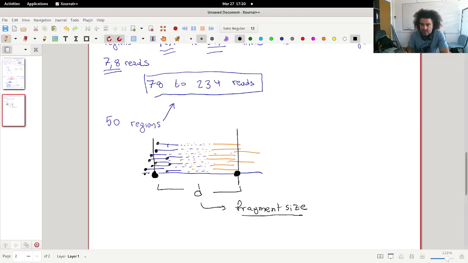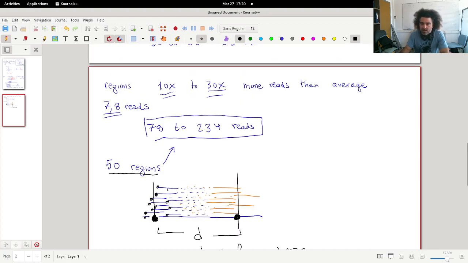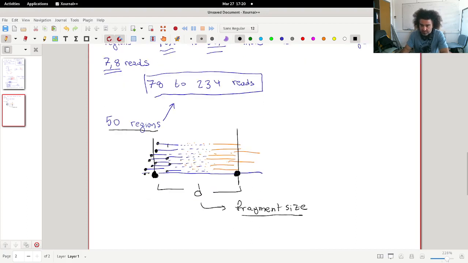And it does exactly this work from all the regions that have from so many to so many reads. So we said that let's assume that we have 50 regions that have 10 to 30 times more reads than the average, 50 regions. In each one of them we find the beginning and the ends. So if this is the first one, we compute a D1 for the first region, and then for the second region, again we find the similar stuff.